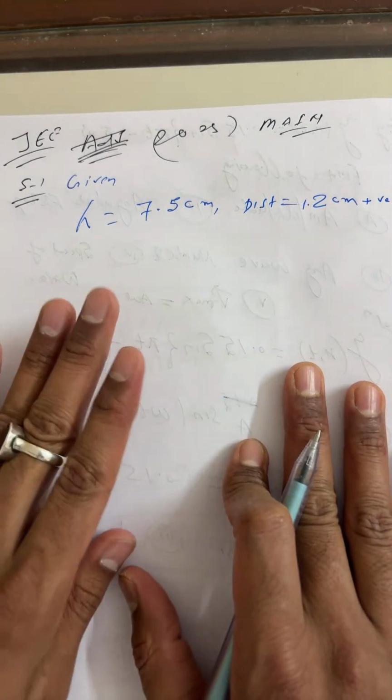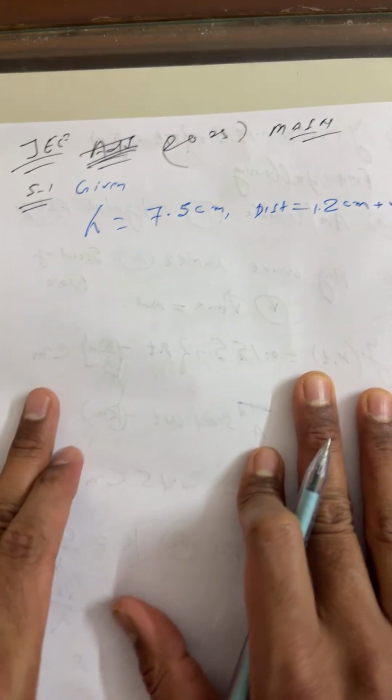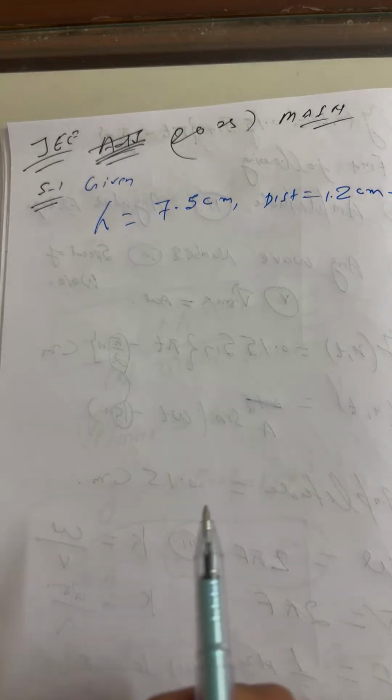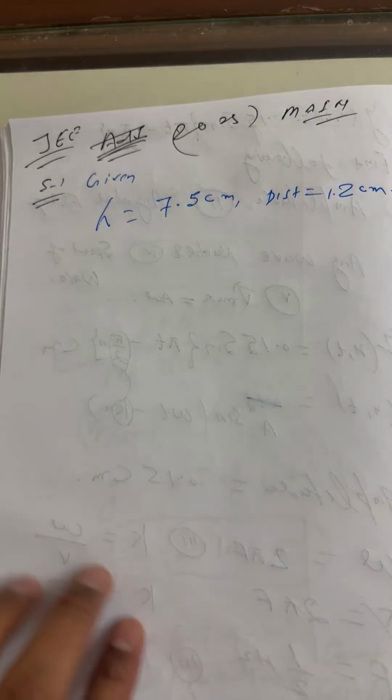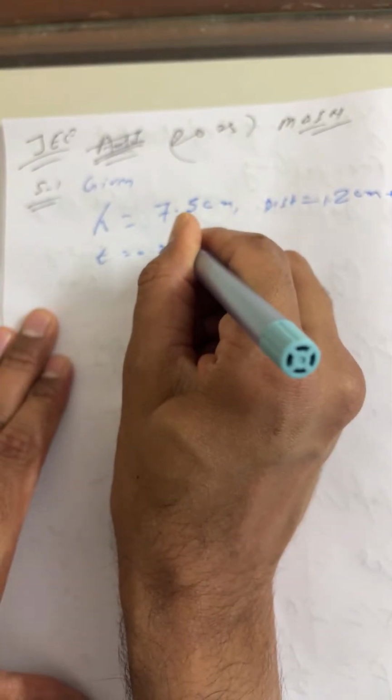So this is the first question of today's class. This question came in JEE Main 2025. I'm not giving you the entire data of the question, just the data. So what does the question say? A sinusoidal wave of wavelength 7.5 centimeter travels a distance of 1.2 centimeter along the x direction in a time, which is mentioned also.